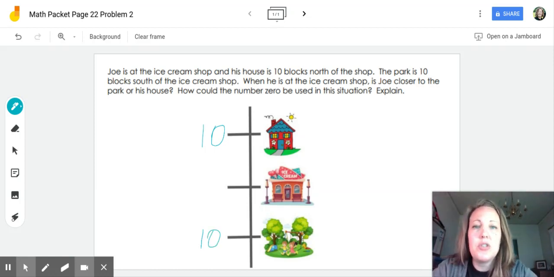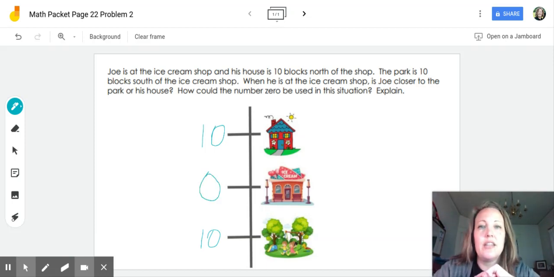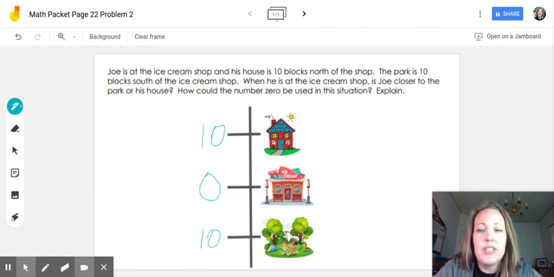What would the ice cream shop represent? This is 0 in that case, right? So think of my number line again. Think of a thermometer. Think of it like this, right? A number line is just a great way to show distance.